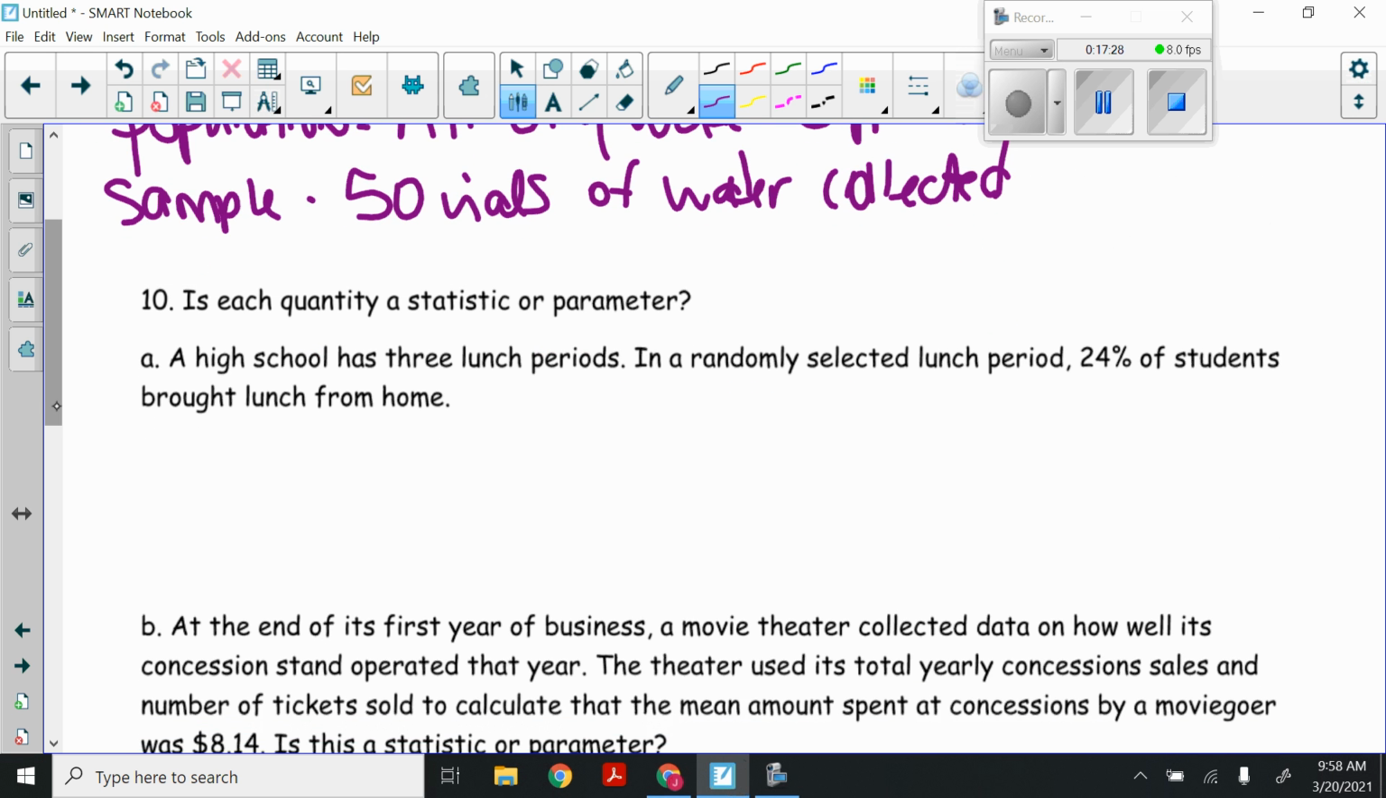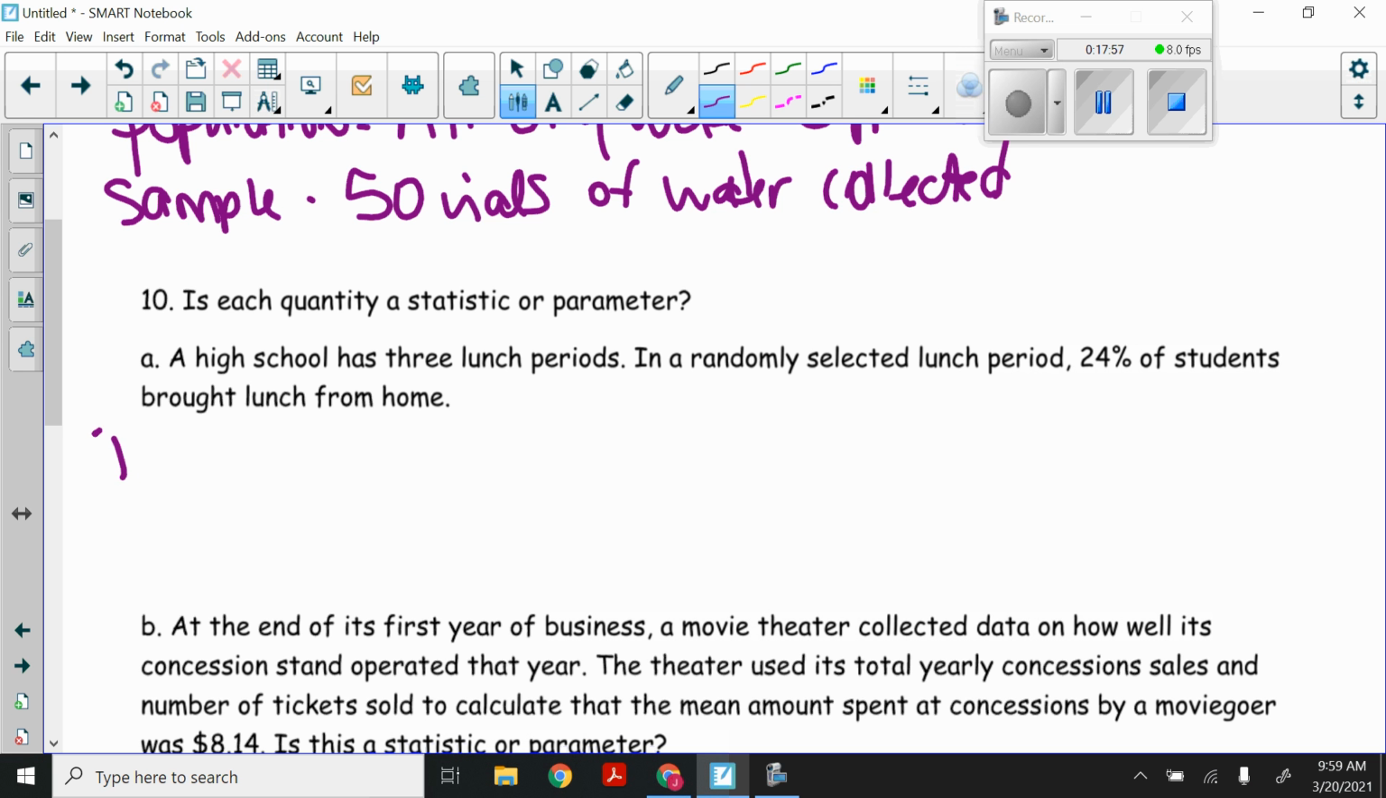Next, number 10, it says, is each quantity a statistic or a parameter? So let's recall what those are. Remember, a parameter is a measure that describes the entire population. A statistic is a measure that describes a sample of the population. So a high school has 3 lunch periods. In a randomly selected lunch period, 24% of students brought lunch from home.